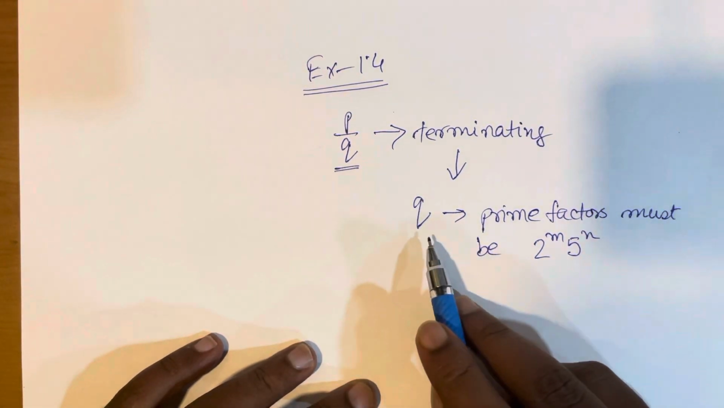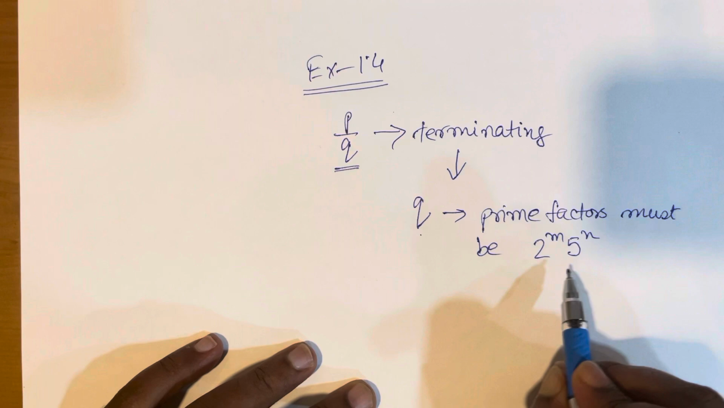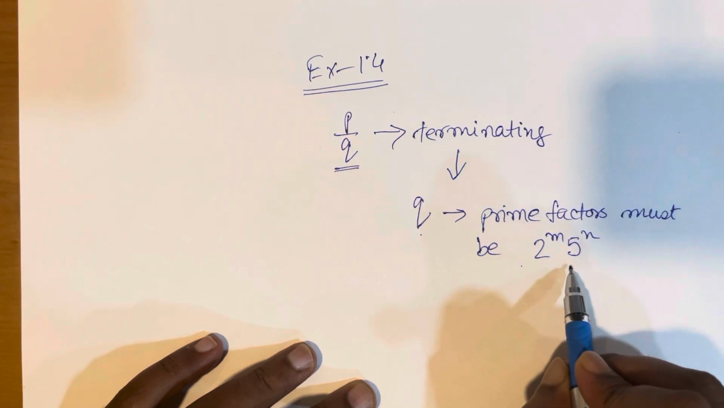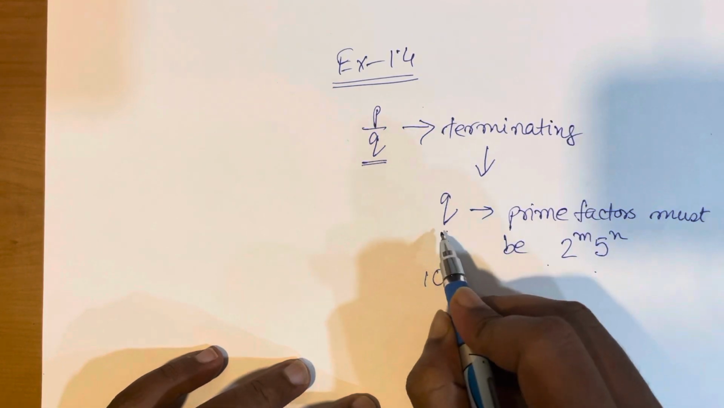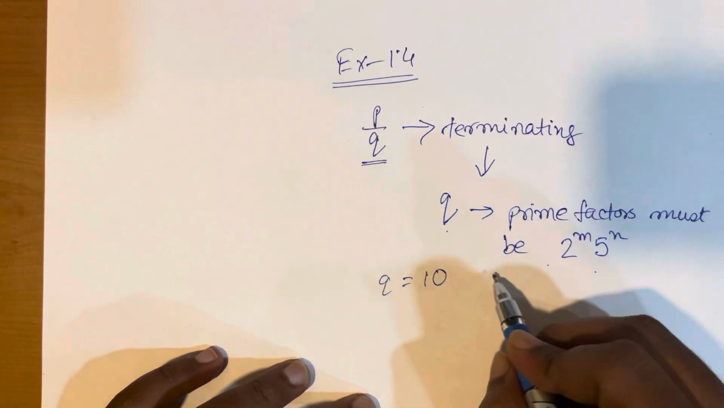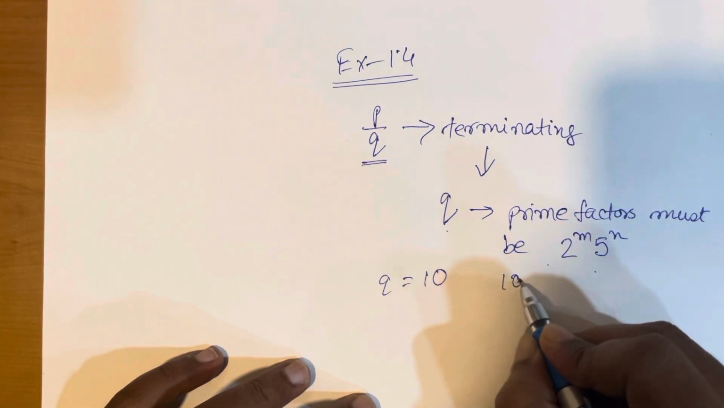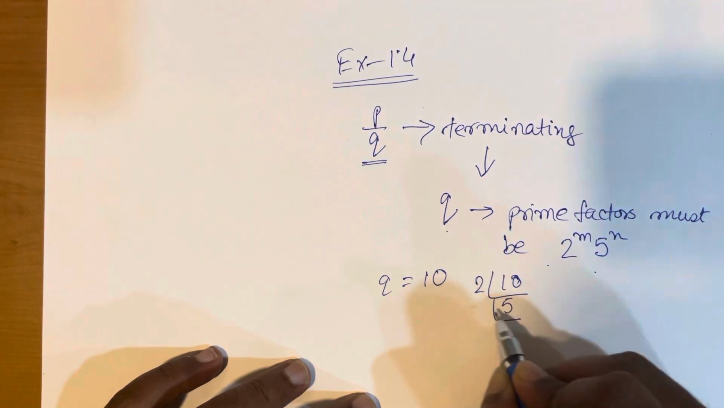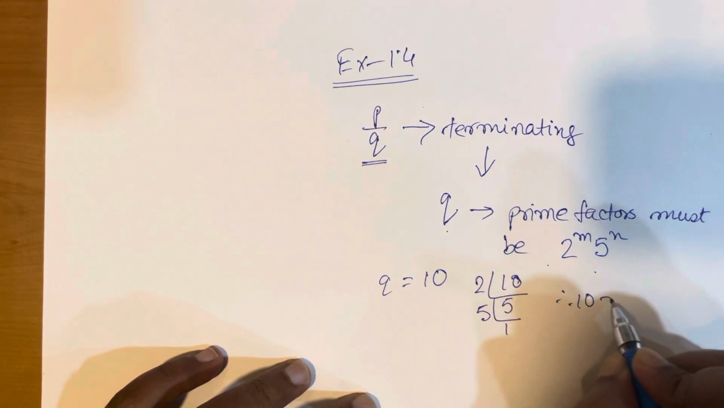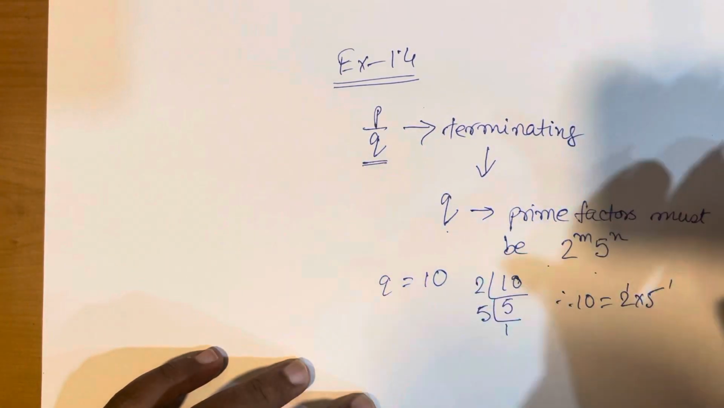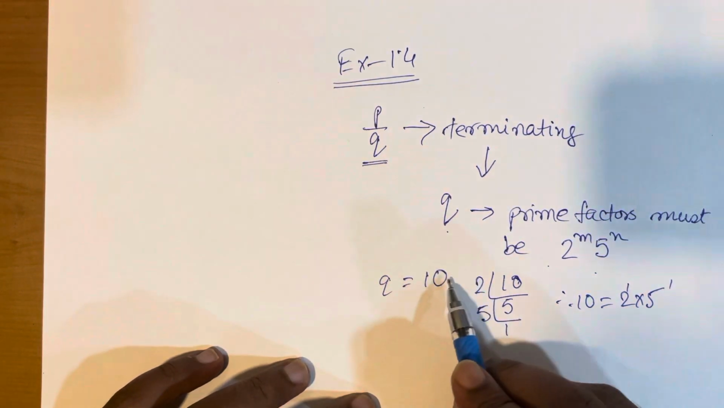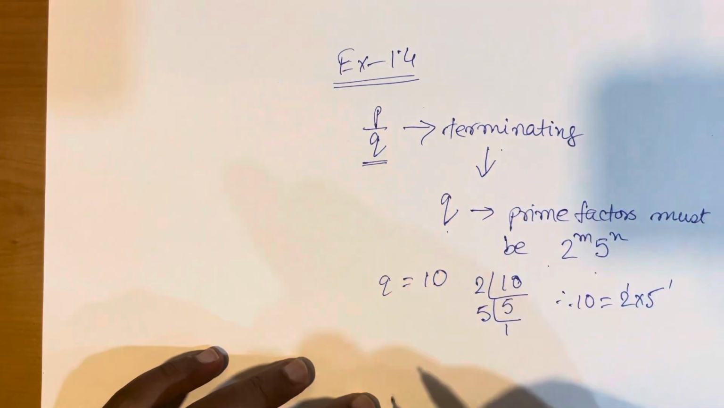That means the factors of q can only be 2 and 5, either 2 or 5 or a combination of 2 and 5. For example, let the number be 10. If q is equal to 10, in this case if you factorize 10, you get this. So therefore 10 is having 2 and 5 as the factors, that is 2 to the power 1 into 5 to the power 1. Therefore, for any rational number whose denominator is 10, it is going to be a terminating decimal.